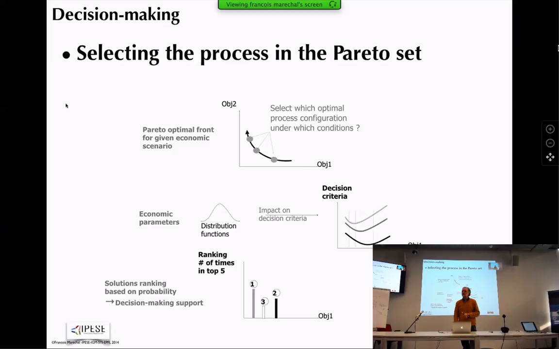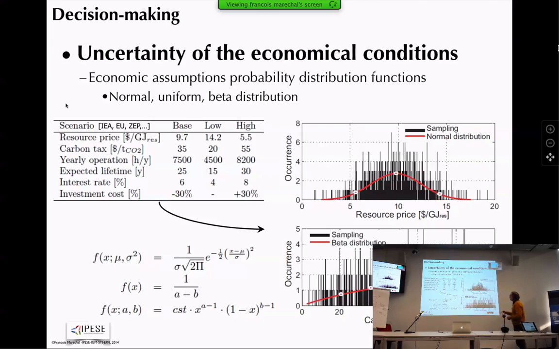In this case, it was total profit. Okay? So, and I just show you what we have done. So it was the wood price, the carbon tax, the yearly operation. So it's the expected lifetime, the interest rates, and the investment cost.